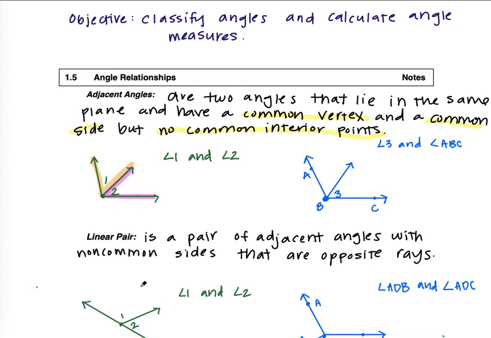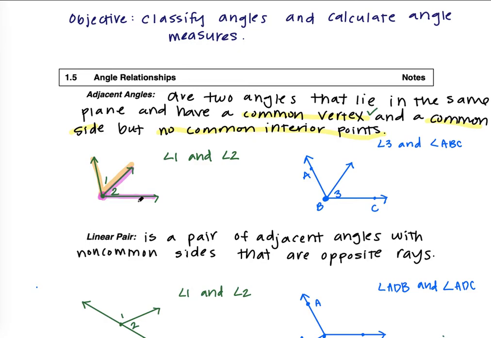So now let's look at their vertex. What's the vertex of angle 1? Well, the vertex of angle 1 is this point right here. Now what's the vertex of angle 2? The vertex of angle 2 is actually that same point. So they have a common vertex, so I can put a check mark. Okay, well that's true.